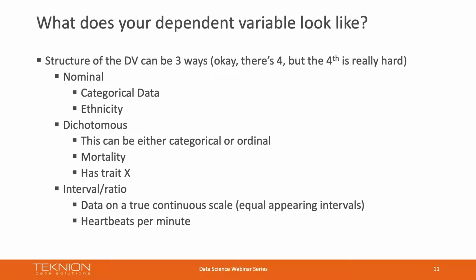Something like heartbeats per minute, right? That would be a good continuous scale. Now here's the struggle: sometimes we have data that's on a continuous scale that we move to a nominal scale or even to an ordinal scale. This is really bad practice. We almost never want to do this. However, we do it all the time.